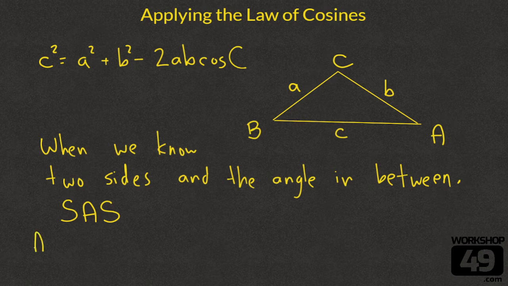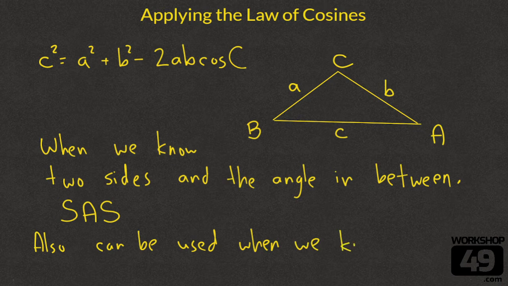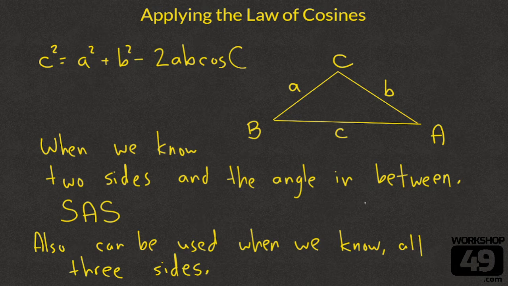Alternatively, it can also be used when we know all three sides. So there are two examples of a law of cosines, and we're going to work through both of these examples, and then hopefully all of this is going to make sense.